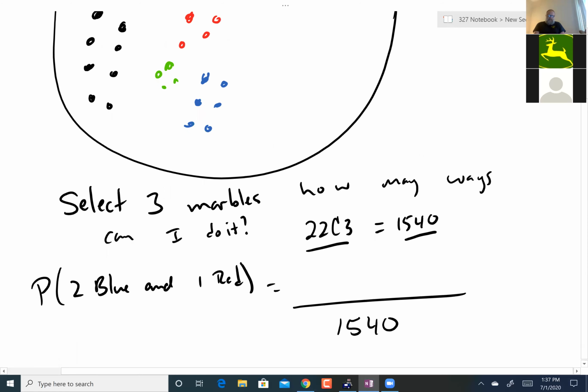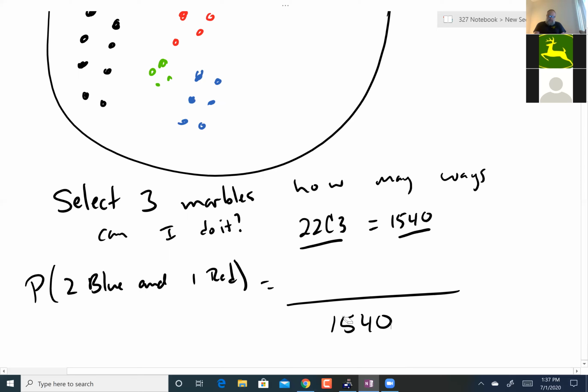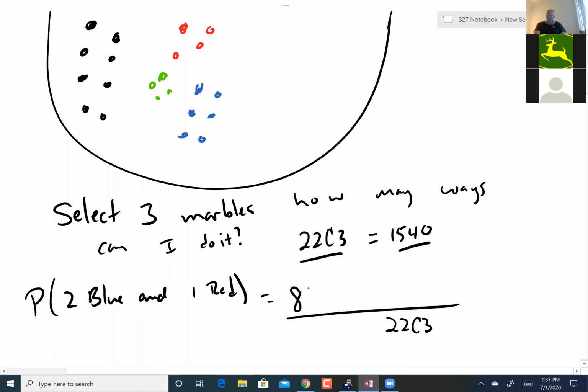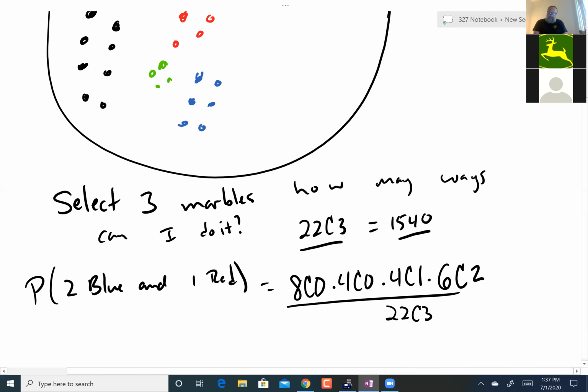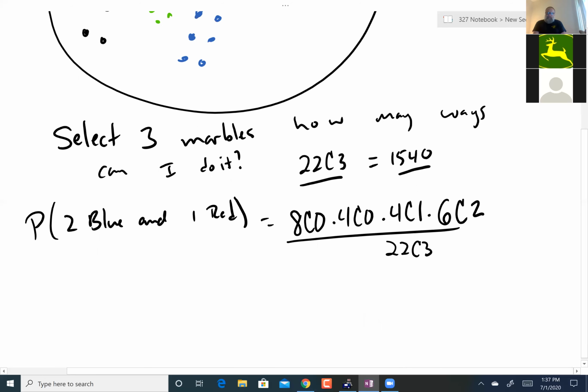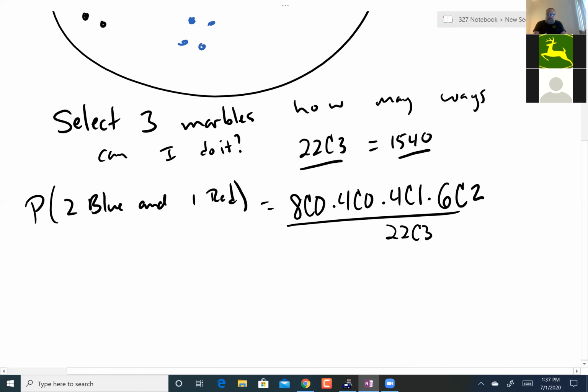So the way that I like to do this is I like to actually start off with 22 choose 3 in the denominator. And there are 8 black ones, of which I want none of them. There are 4 greens, I don't want any of them. There's 4 reds, I want 1 of them. There's 6 blues, and I want 2 of them. And the reason I do that is because I'd like to screw up as few times as I possibly can. And Lord knows I don't need any help screwing things up, okay?